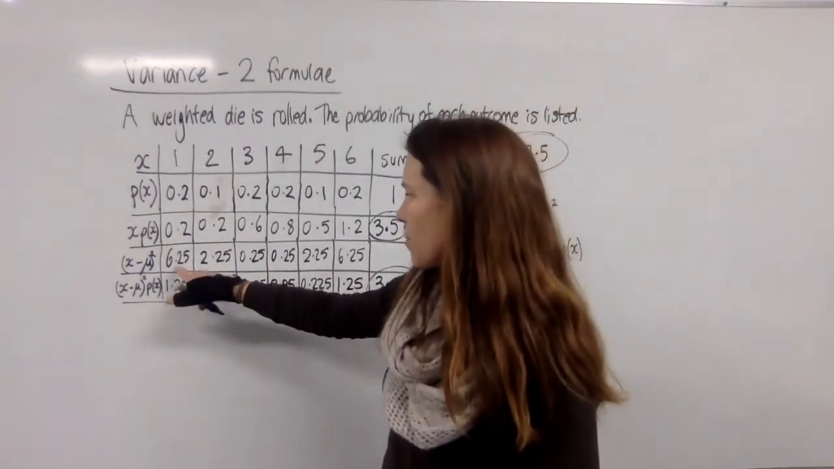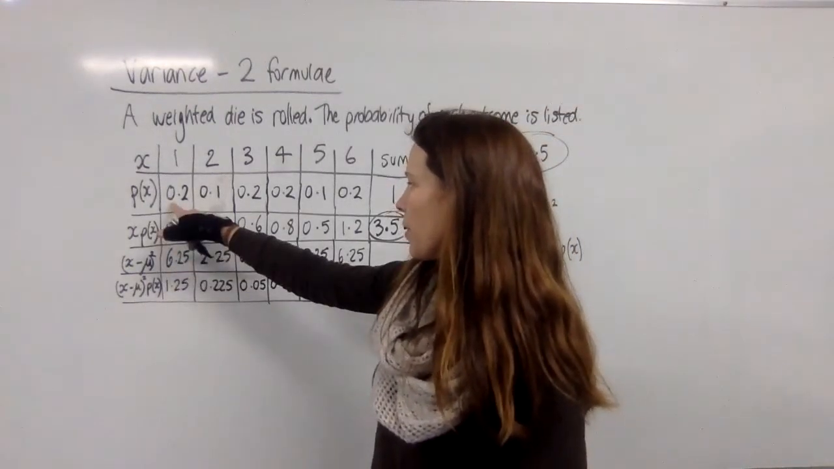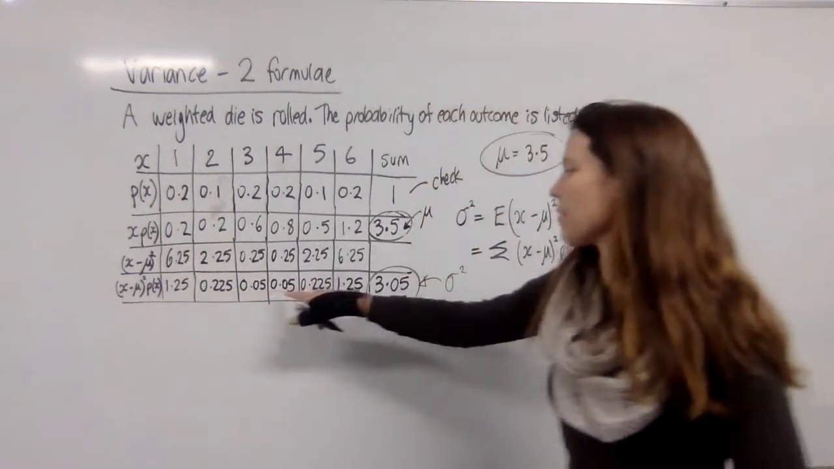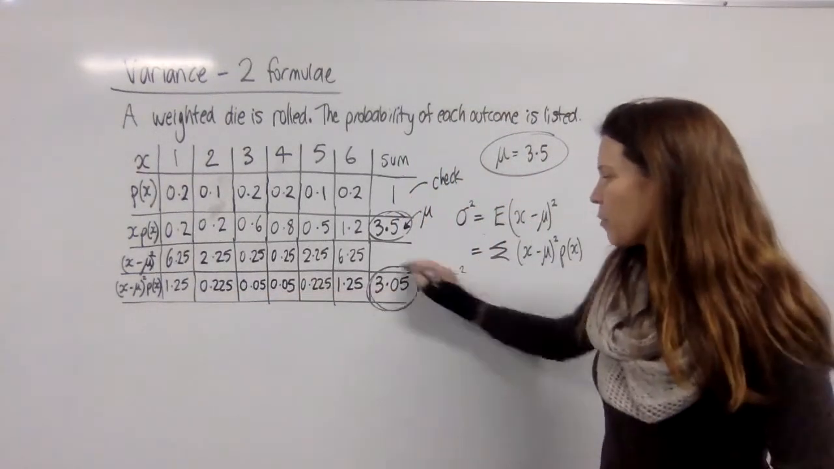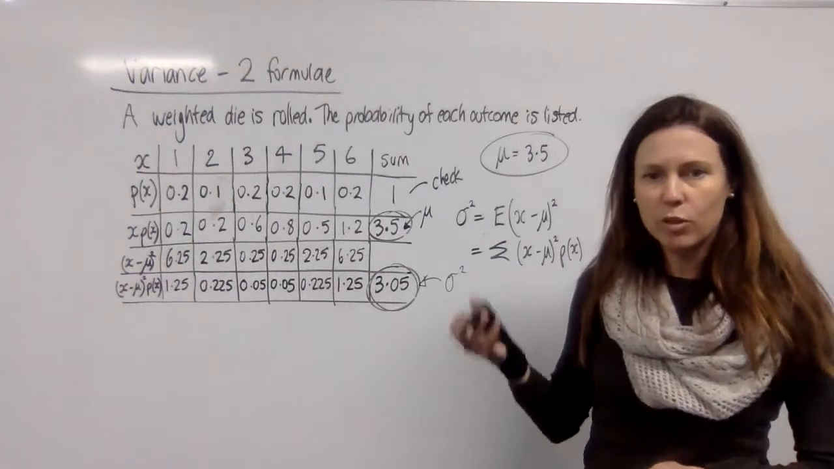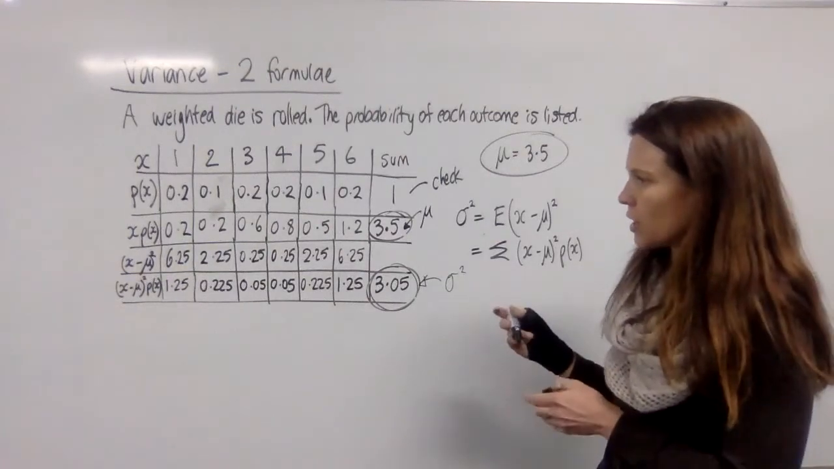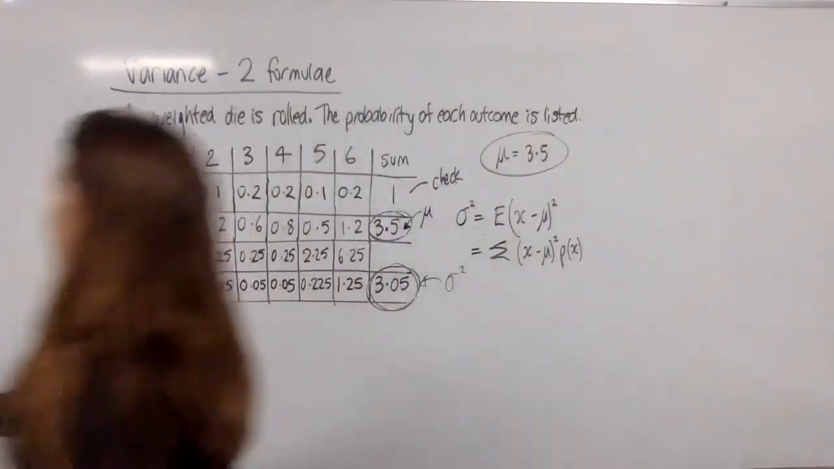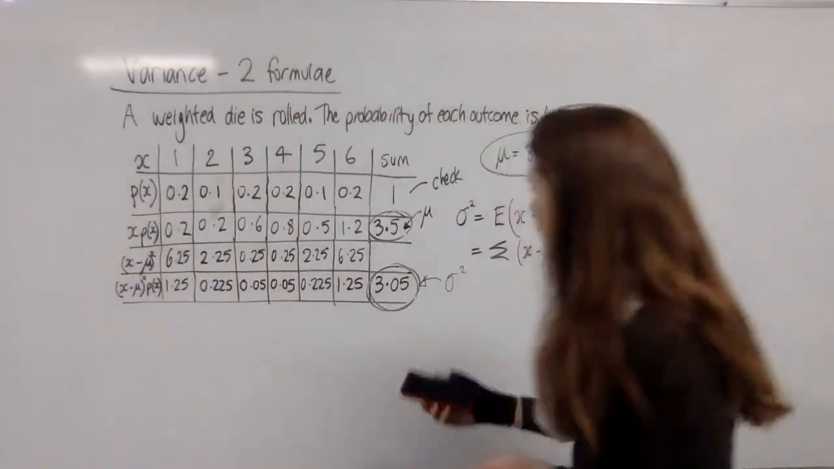I've basically multiplied each of these numbers by those numbers to get these numbers, and then I've added them up, and now I've got my variance, 3.05. Using my first formula, finished and done. Let's compare that now to how we would work it out with the second formula.